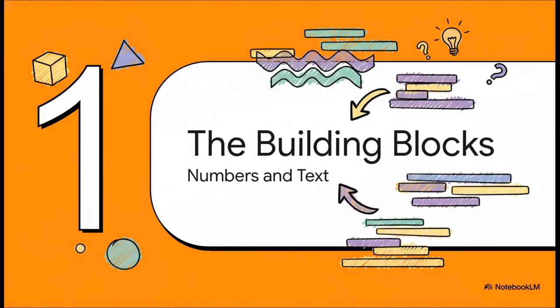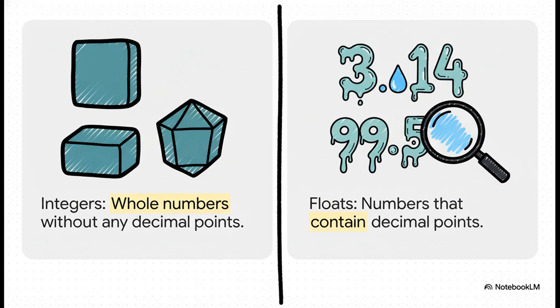Okay, to really get to the bottom of this, we first need to understand how Python actually sees the data we give it. It all comes down to the basic building blocks. For what we're doing today, that means numbers and text. You know, Python is kind of particular about its numbers. It sorts them into two main buckets. On one side, you've got your integers. These are just nice, clean, whole numbers. No fractions, no decimals. Then, on the other side, you have floats. And these are any numbers that do have a decimal point. That little dot makes a huge difference to the computer.